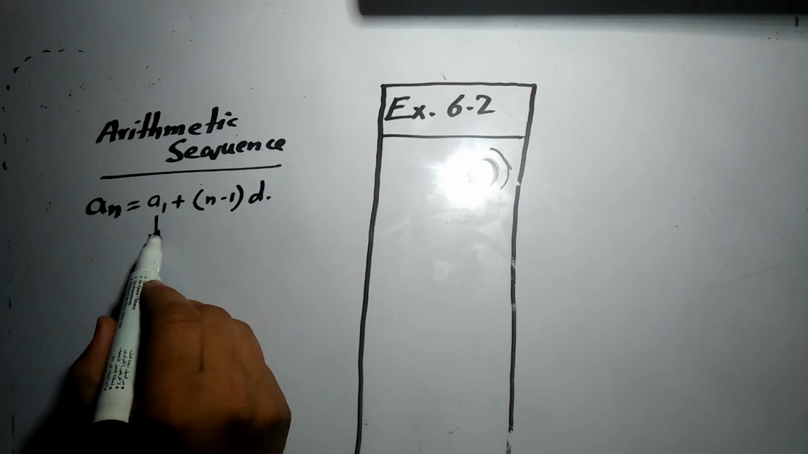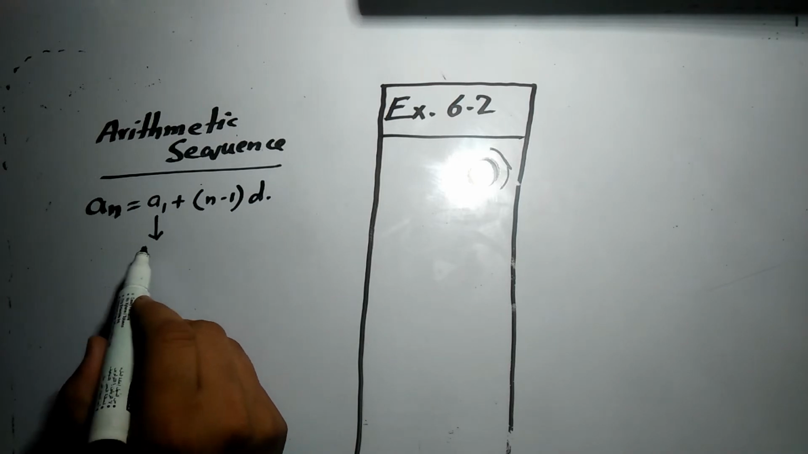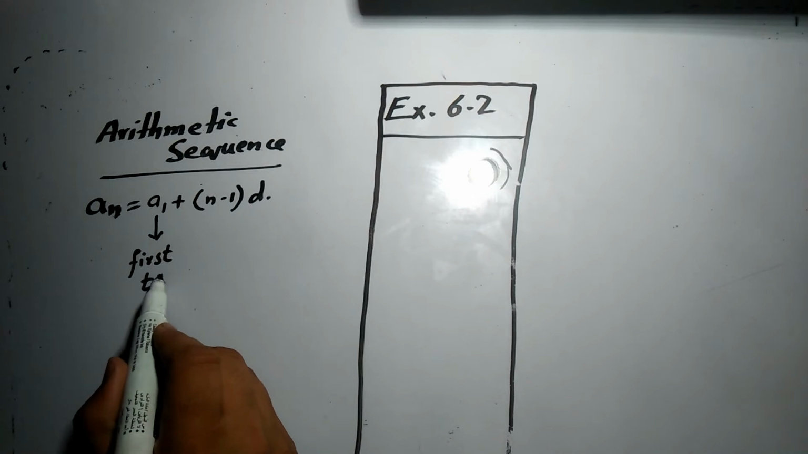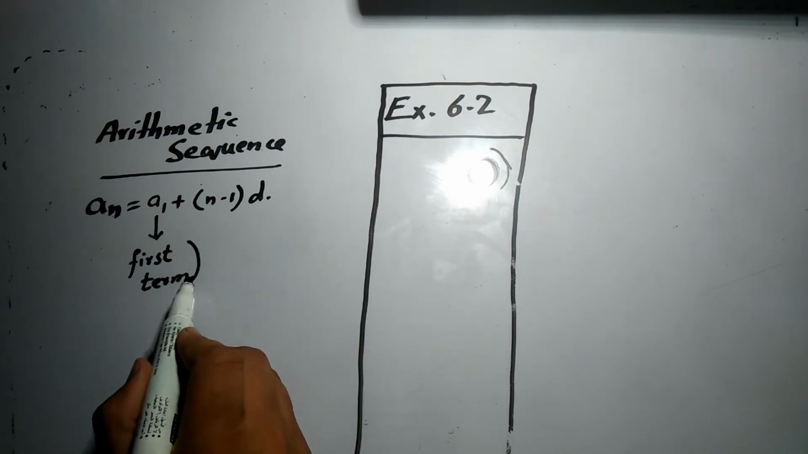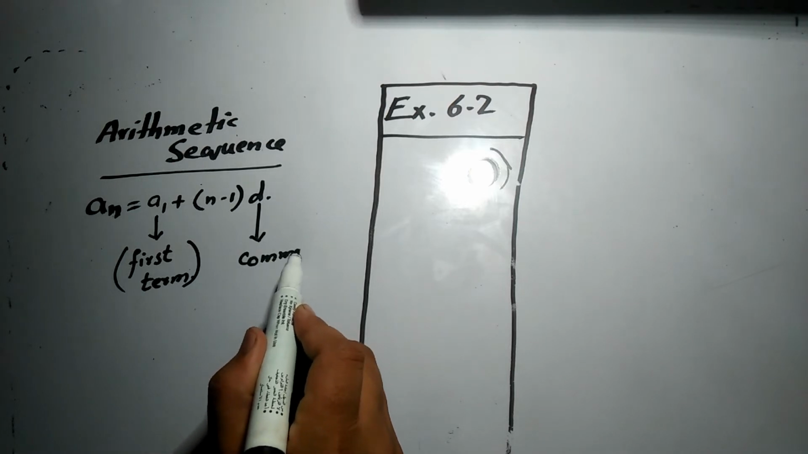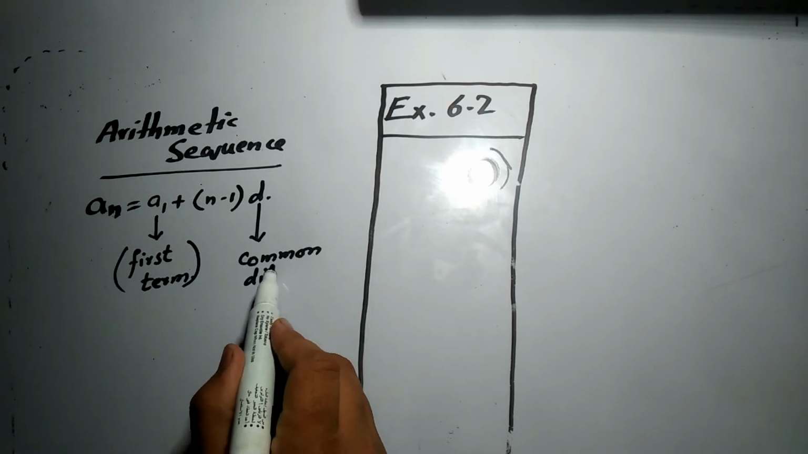So here a1 is the first term, and here d is the common difference.